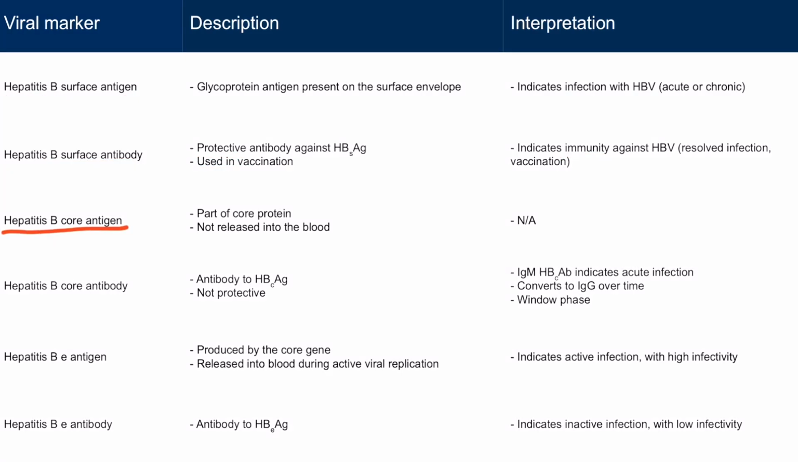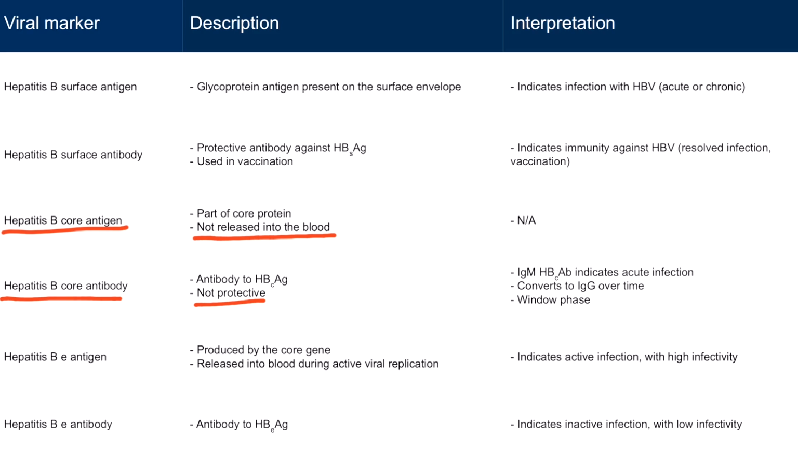Hepatitis B core antigen is part of core protein and is sequestered inside the virion and not released into the blood. Hence, we cannot detect it in the blood. But the antibodies against this core antigen, known as hepatitis B core antibodies, are very important. First of all, this core antibody is not protective, and therefore its presence does not indicate immunity, meaning that one can have these antibodies and still be infected with the virus.